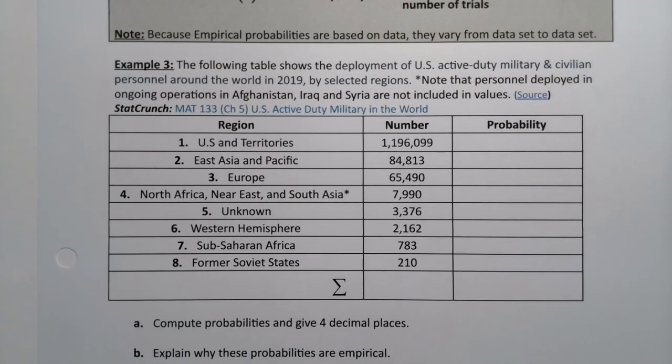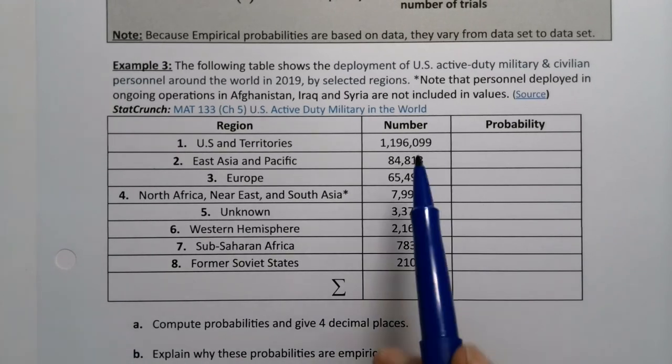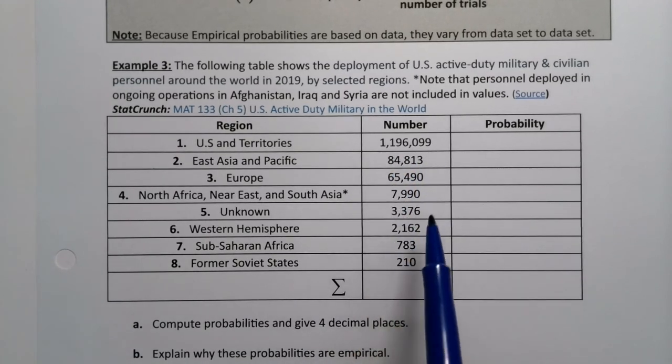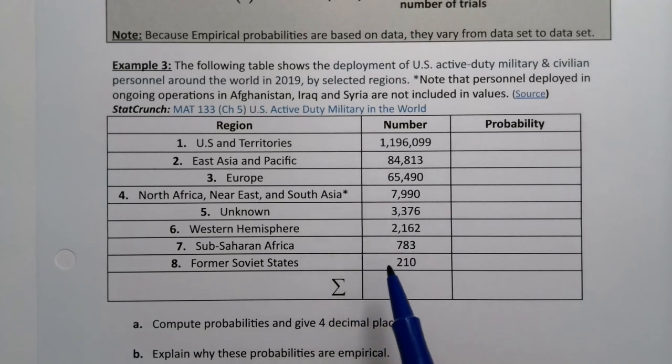So the following table shows the deployment of U.S. active duty military and civilian personnel around the world in 2019 by selected regions. Yes, this is real data. However, it does not include those deployed in ongoing operations in Afghanistan, Iraq, and Syria, which one would imagine is where a lot of active duty military are located at this point in time. But nevertheless, we have these numbers for the active duty military personnel.